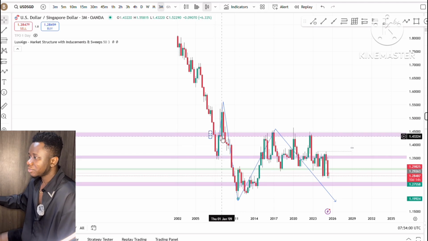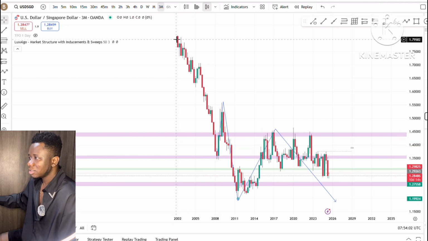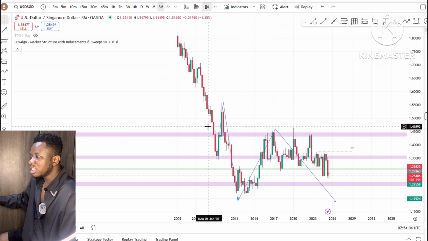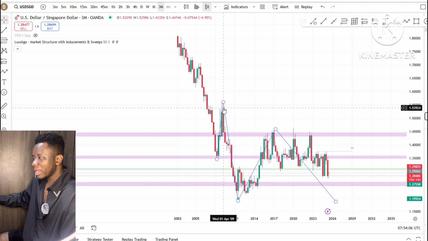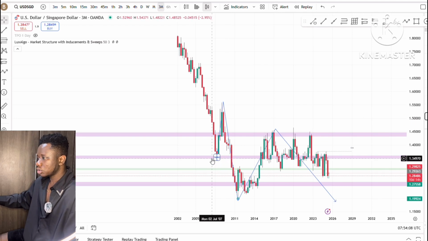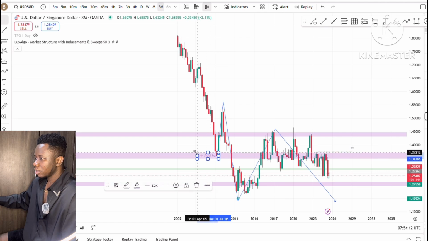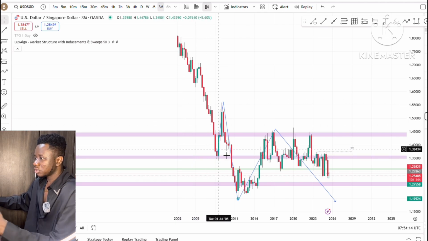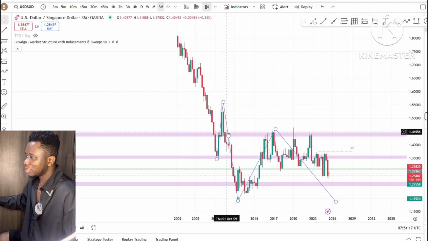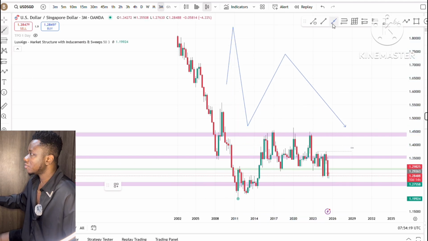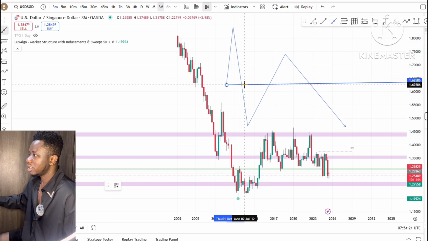So we have an impulsive move, then a retracement, and then a break of structure. There's a break of structure here. Sorry about this. As you can see, there's a break of structure around here.